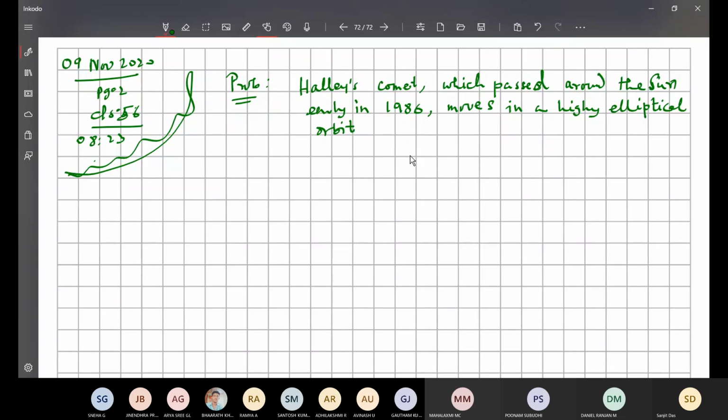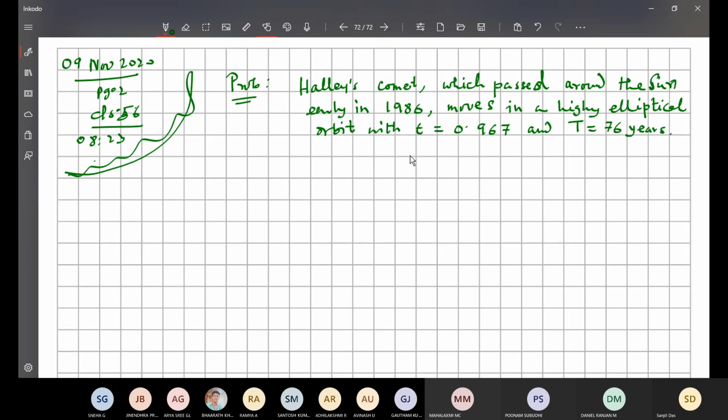Yeah, let me finish the sentence. Let me then write it. With epsilon equal to 0.967 and T is 76 years.